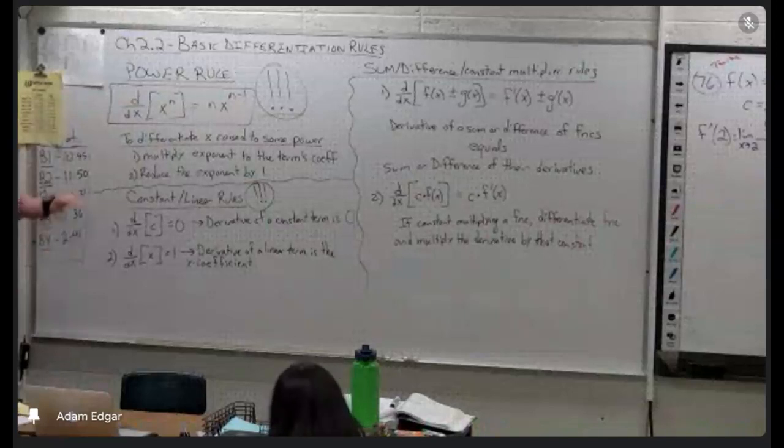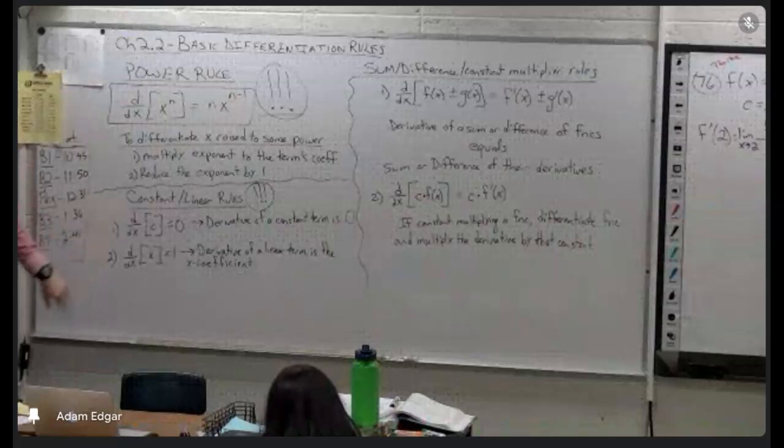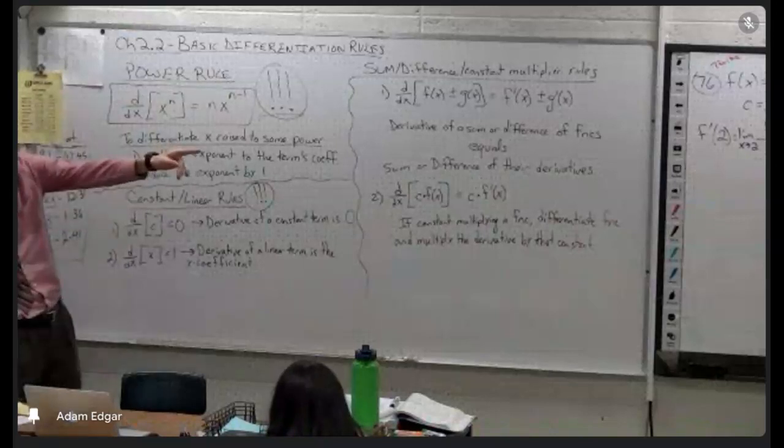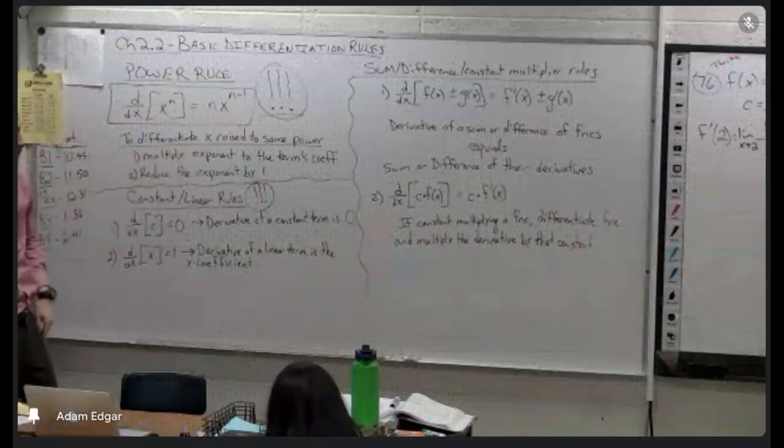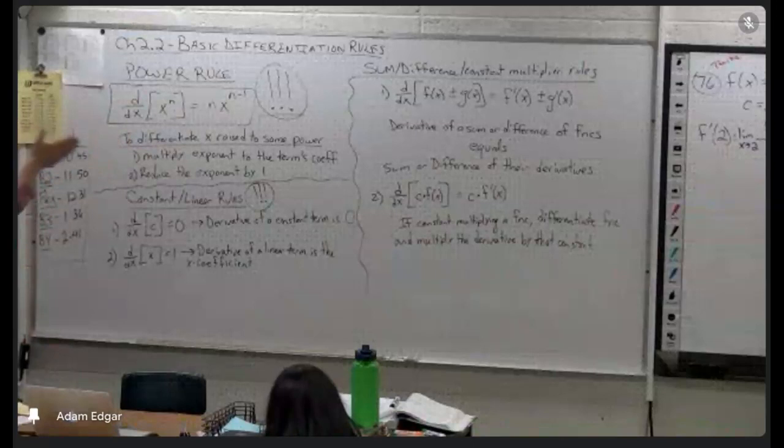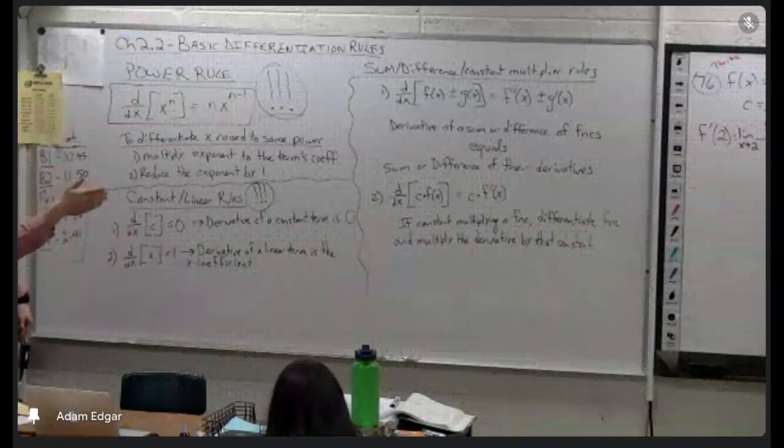Now, kind of in line with the power rule, we have the constant and linear rules. The derivative of a constant is 0. And it makes sense. We looked at 46 on the graph. The graph of 46 is a constant function. Y is always negative 4. And the derivative of a constant function was the slope of 0.